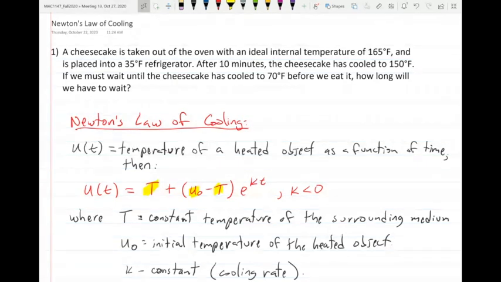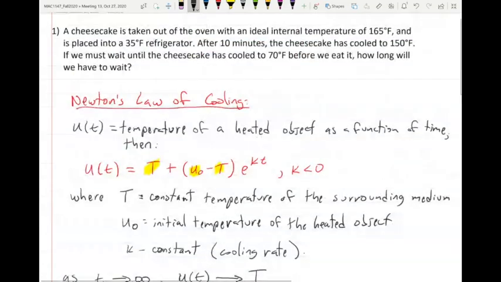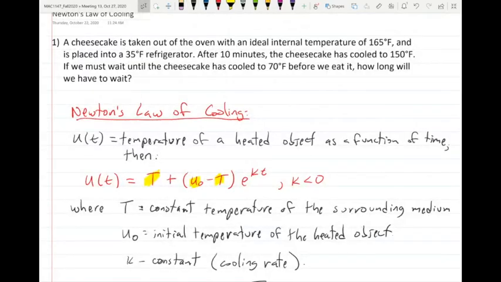So what's the surrounding medium in this case? Very good. It's a refrigerator. So the capital T is going to be equal to 35 degrees Fahrenheit. So this is 35. Good. Then what is U0? Remember, what does U0 stand for? That's the initial temperature of the object.